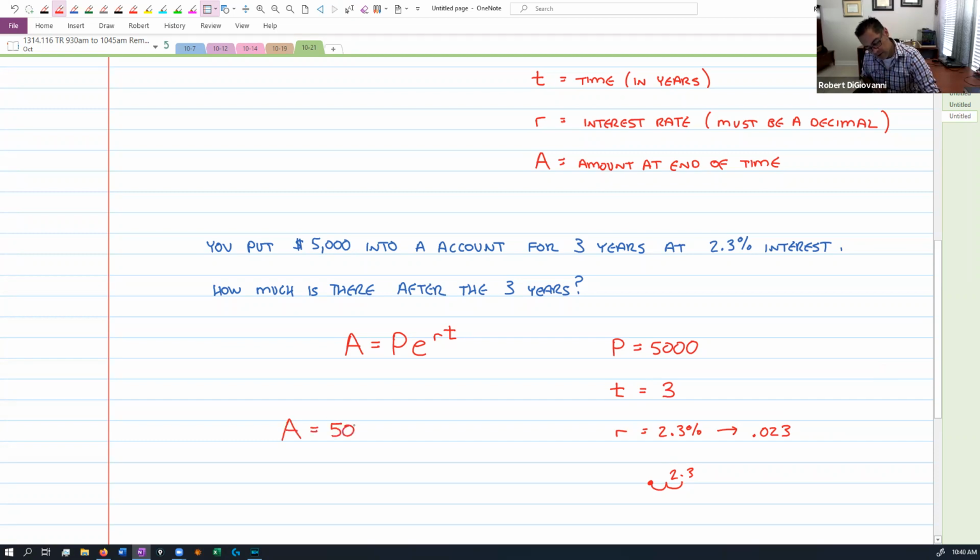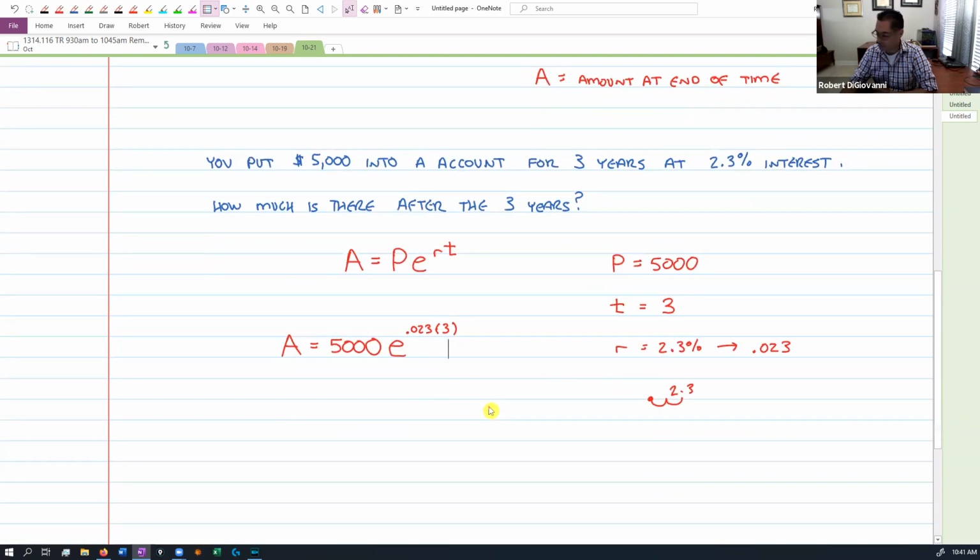Now to figure out the amount, we replace everything. So P was 5,000. E raised to the 0.023 times 3. Make sure you understand that we're going to be taking that R, whatever R is, and multiplying it times the T, which is the 3. So again, for those of you who have this calculator, I'd like for you to see if you can type this in all at the same time.